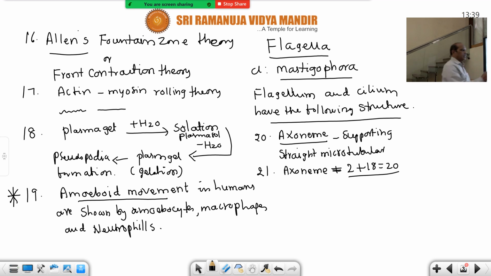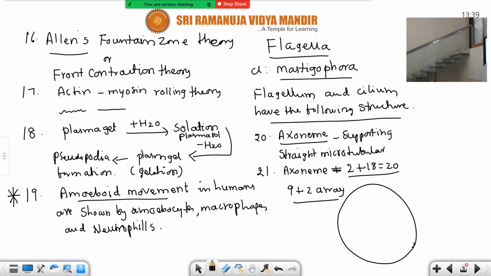Of course, the number is not given, but the arrangement is given as a 9 plus 2 array. So you already know the diagram. This is the outer sheath, and this one is the inner sheath. These are the singlets, and these are the doublets. B doublet, A doublet, inner B doublet and outer A doublet, again B doublet, A doublet, B doublet, A doublet.